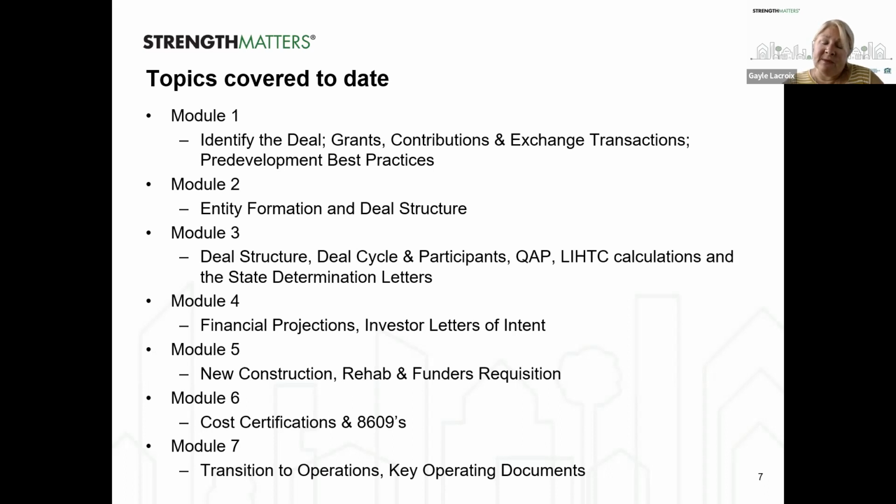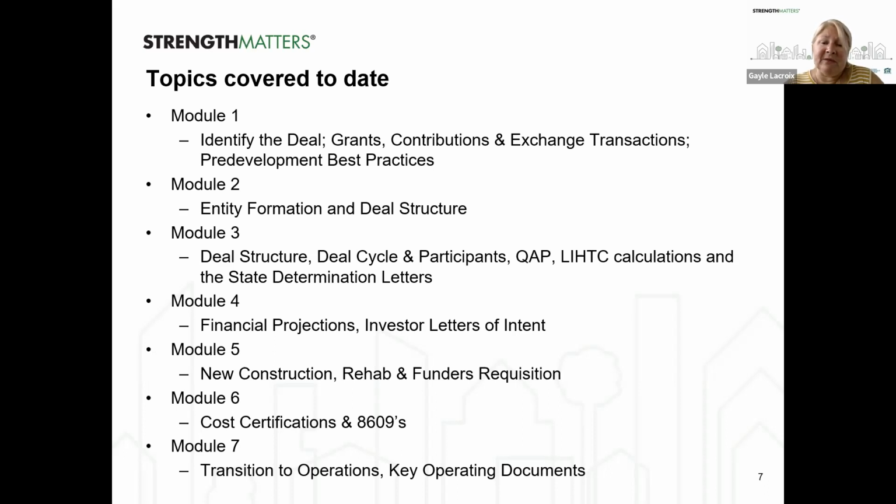In module 5, we talked about new construction versus rehab. And in a rehab situation, you might be facing a pretty large line item for relocation fees. New construction, obviously, you're going to have a land purchase and maybe a building purchase and maybe not, right?